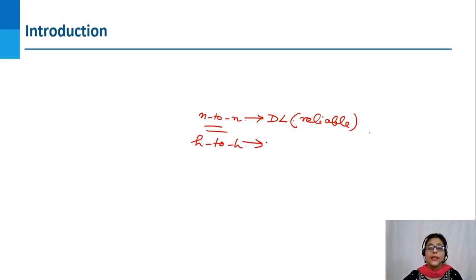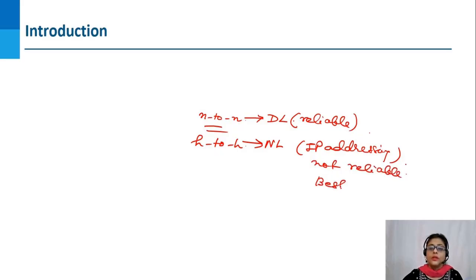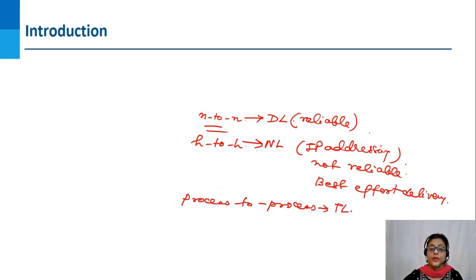We have to go for host-to-host delivery of data. And that happens at the network layer with the help of IP addressing schemes. Now, this host-to-host delivery of data is not reliable. It is based on best effort delivery. But to understand the process of data communication, we must understand that there is process-to-process data delivery. And that process-to-process data delivery takes place at the transport layer.